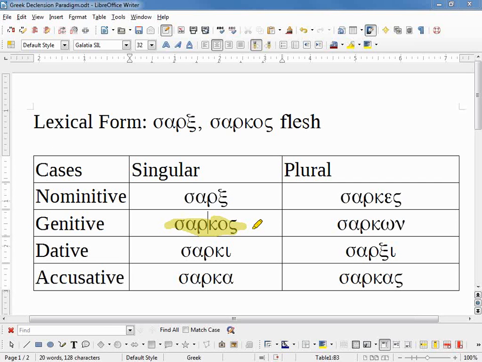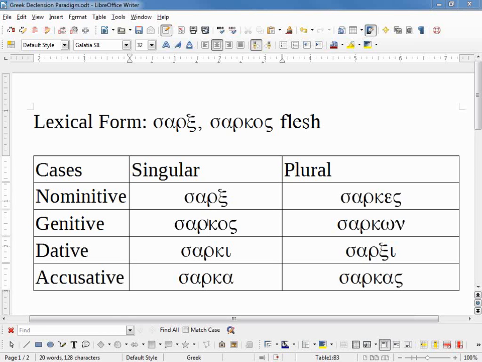In regards to the first and second declension, raise your hand if you know the answer. In regards to the first and second declension, what form does this look like? And in what declension? If we didn't know that this was a third declension word, what form would it be? That's exactly right.